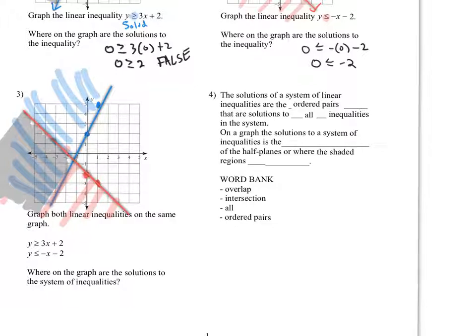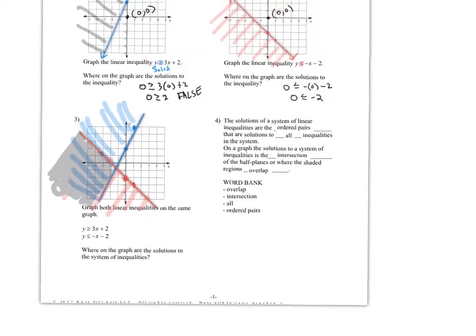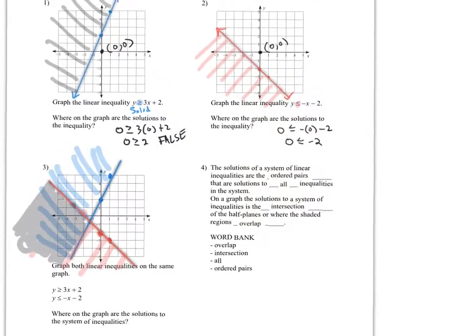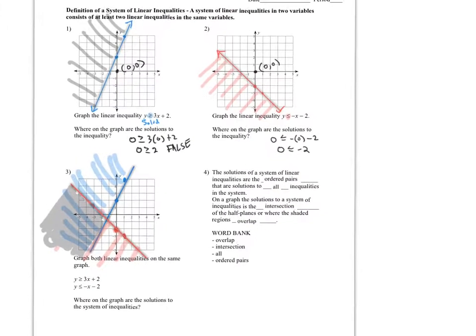It's where they intersect. So it is the intersection of the half planes, where the shaded regions, notice what the shaded regions did, they overlapped. So they overlap, just to help you with your understanding of this. All right. So what you're going to be doing here on this worksheet is you're going to be doing exactly this, because I want to make sure we understand.